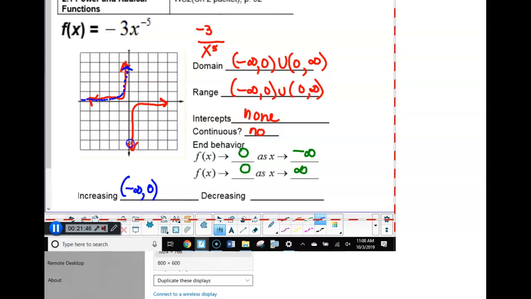If you go down here, what's happening? It's also increasing, and that is from 0 to infinity. Why can't I just say -infinity to infinity? Because 0 is not included, so don't include it.